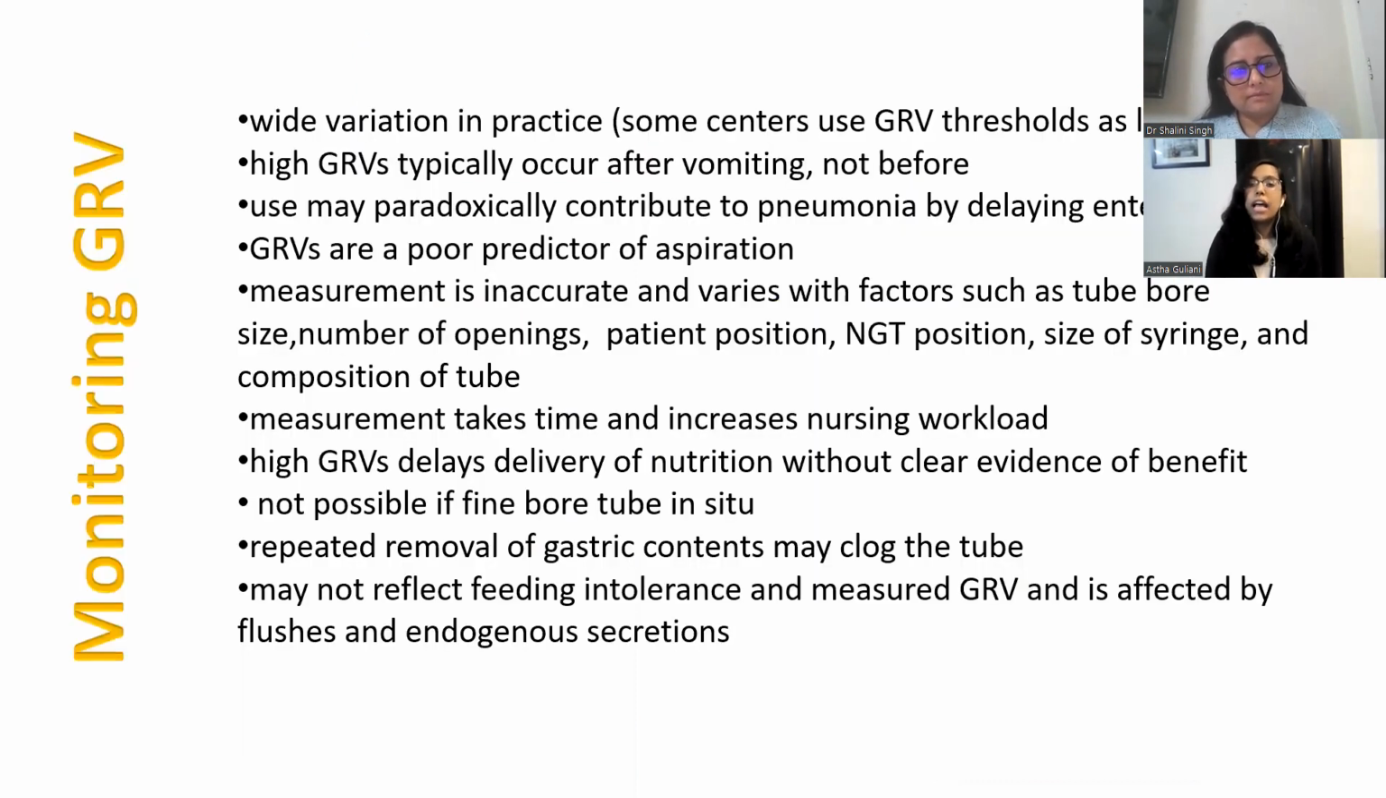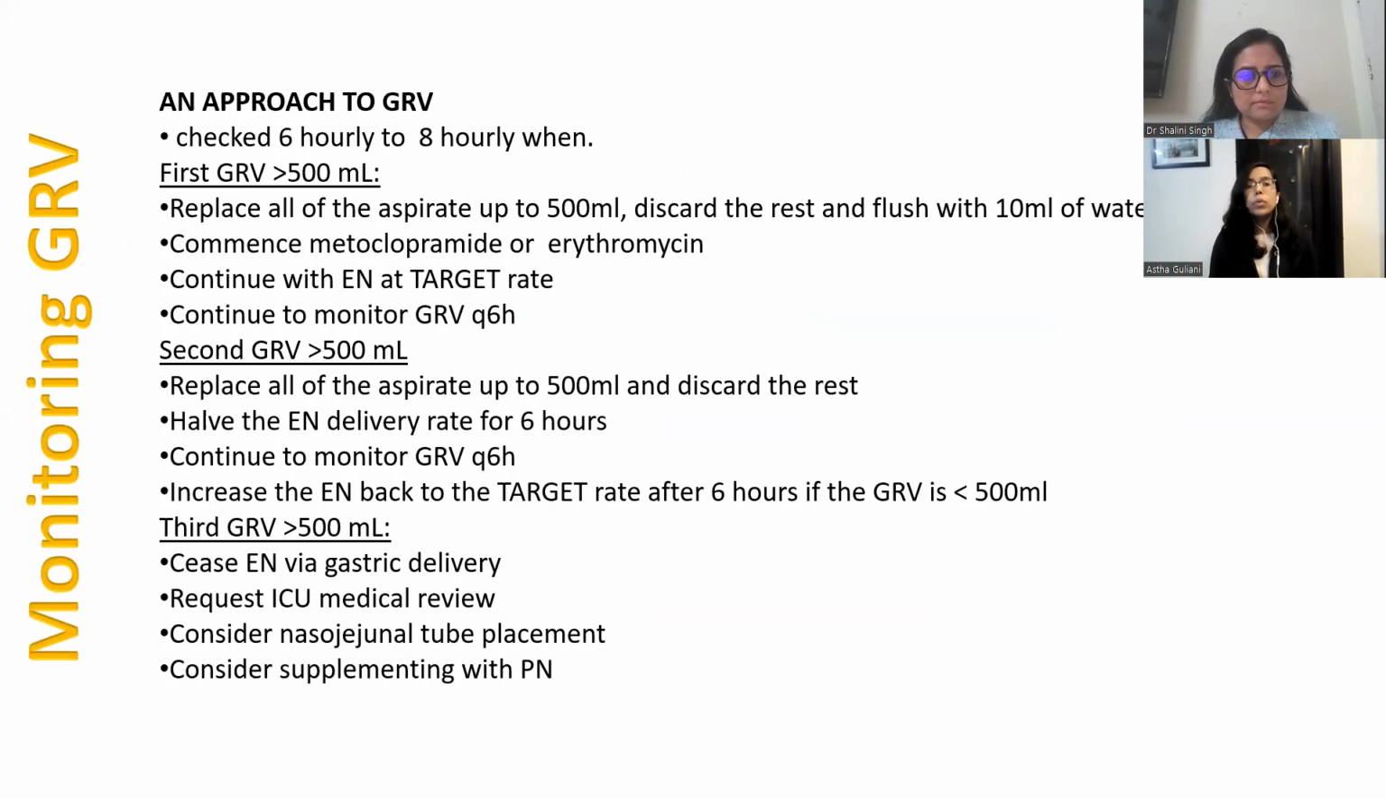Now, how do I measure the gastric residual volume for my patient? There is a wide variation in practice. Some centers use a gastric residual volume threshold as low as 150 milliliter. High gastric residual volumes may occur after vomiting. And if the gastric residual volume is very high, there is a risk of developing aspiration pneumonia. That is why it is important for all critically ill patients to undergo gastric residual volume measurement. Now, how do we approach gastric residual volume? It needs to be checked every 6 to 8 hours.